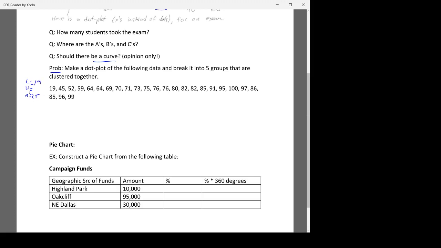Boy, I hope it's not a test, don't you? And the high is, there's a 100 in there. Boy, fortunately, it looks like that was a test. Okay, so then here, we're going to have data that goes from 19 to 100.